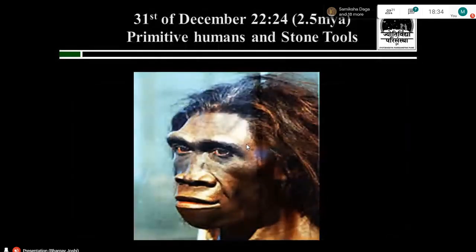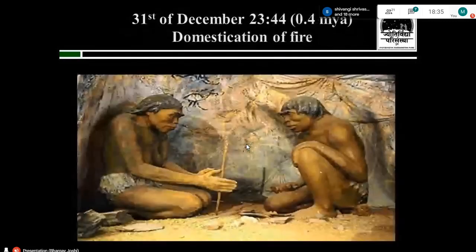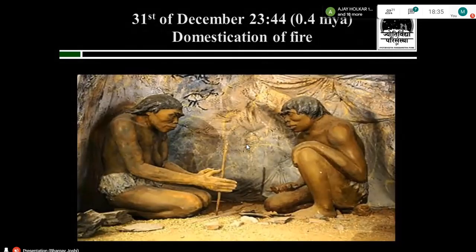So the date is 31st of December, the last day in the cosmic calendar, at 10:24 p.m. That is when the first primitive humans and stone tools came into existence. Now just take a look at the time. It is already 11:44, almost in the last 15 minutes. The cosmic calendar year is going to end in 15 minutes, and that is when humans domesticated fire.